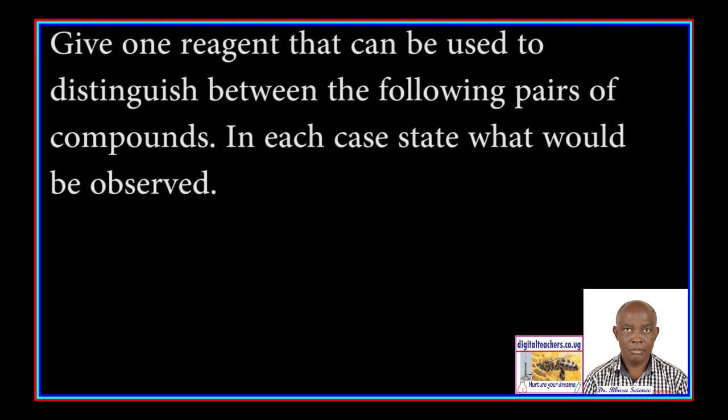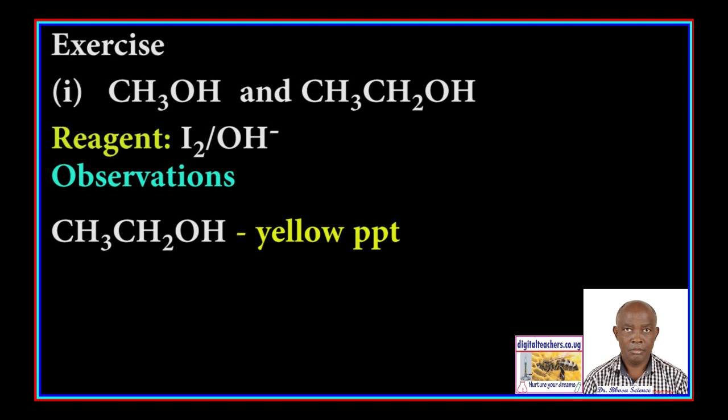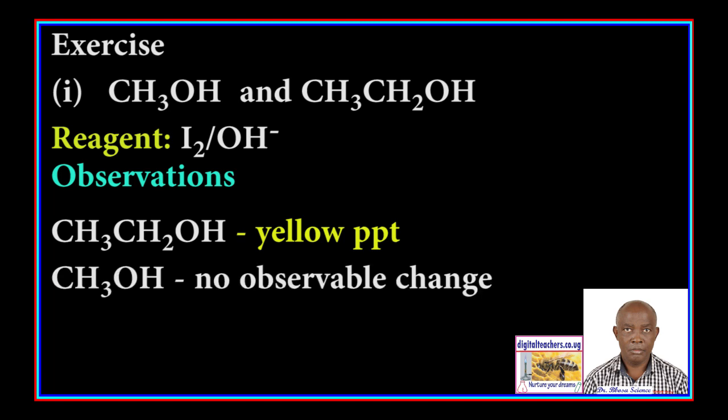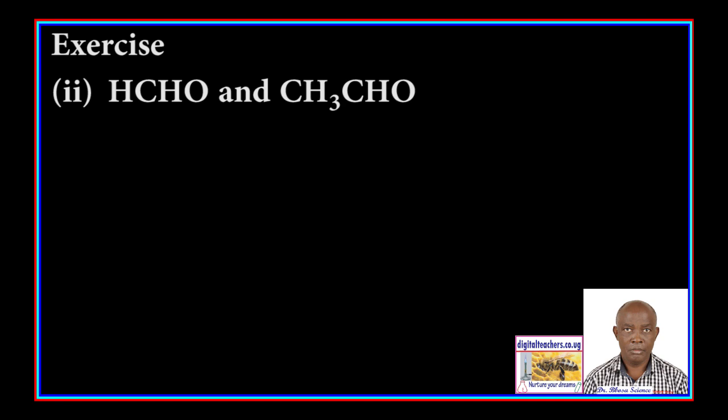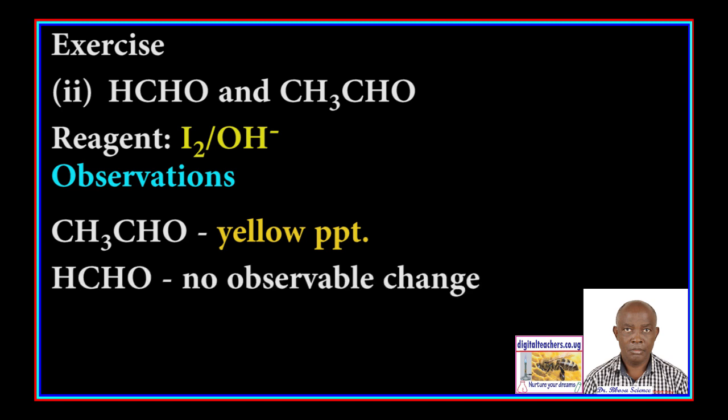Exercise. Give one reagent that can be used to distinguish between the following pairs of compounds. In each case, state what is observed. 1. Methanol and ethanol. The reagent is iodine in the presence of sodium hydroxide. Ethanol gives a yellow ppt while methanol does not.